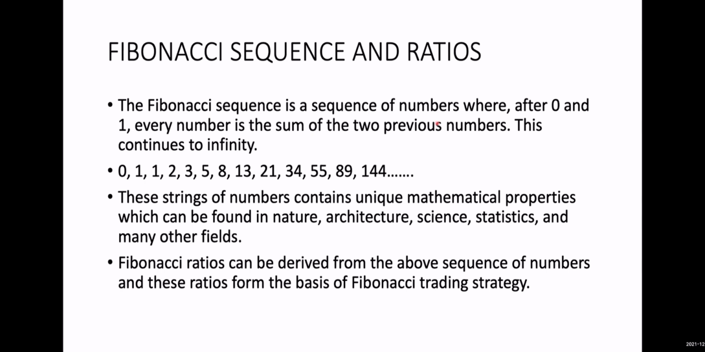So just to summarize in normal words, the Fib sequence is a sequence of numbers. Leonardo Fibonacci came up with this, copying Indian mathematicians. After 0 and 1, every number is the sum of the two previous numbers. So 0 plus 1 is 1. 1 plus 1 is 2. 2 plus 1 is 3. 3 plus 2 is 5. And this goes on until infinity. So basically, that's the Fibonacci sequence.